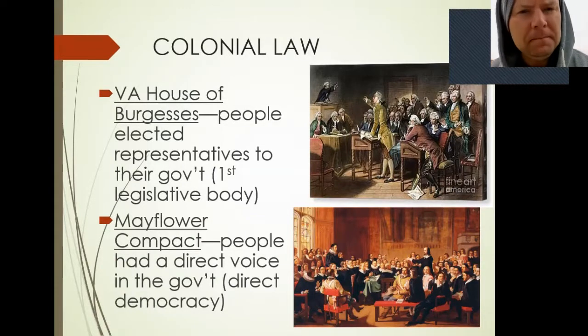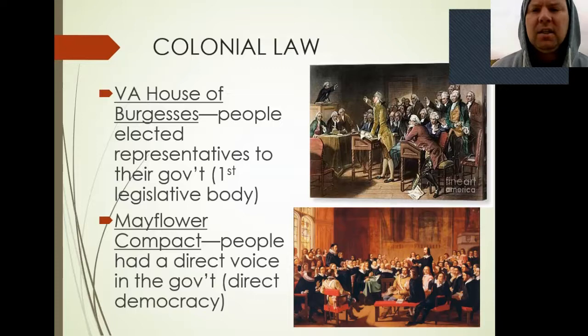All right, colonial law. So this is once the English and other Europeans started to settle in what we call America. They had to create their own systems of government because they were thousands of miles from Europe. So they knew that in order to survive, they would have to have someone in charge, a set of rules. So in Jamestown, Virginia, they used a system of representative government that we call the Virginia House of Burgesses, where they would elect representatives to make decisions and make laws for the colony.